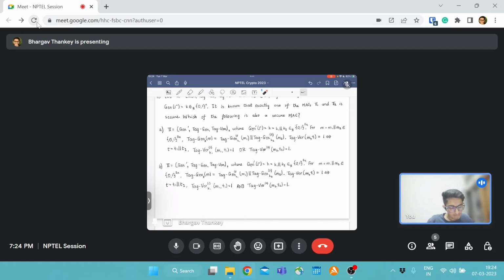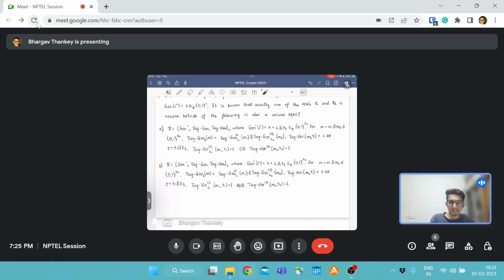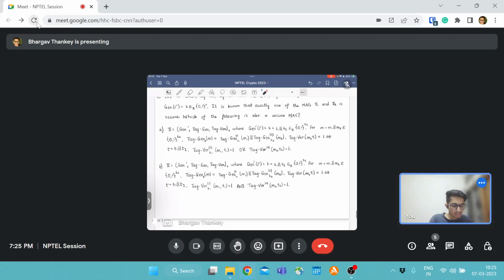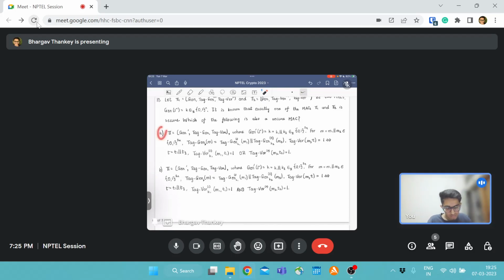In the first scheme, if t1 is a valid tag for m1 or t2 is a valid tag for m2, we are going to accept. In the second scheme, we require that both t1 and t2 be valid tags. The question is, which of these two are secure MACs? So would you like to guess what the answer is?